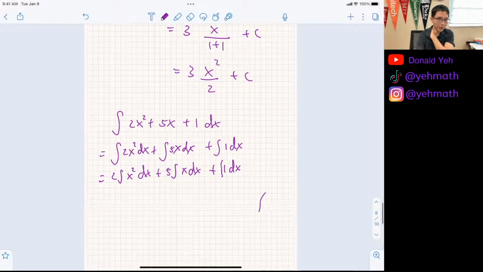What's the integration of x squared? X to the 2 plus 1. Does that make sense? Yep, over 2 plus 1. Good.